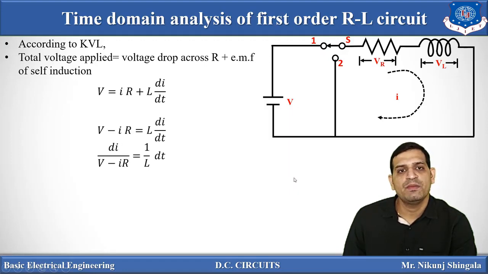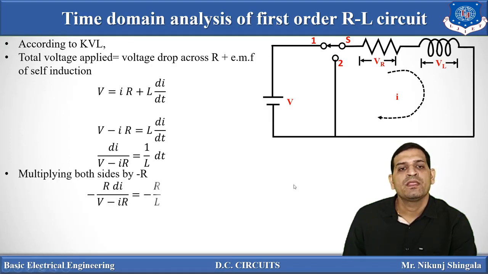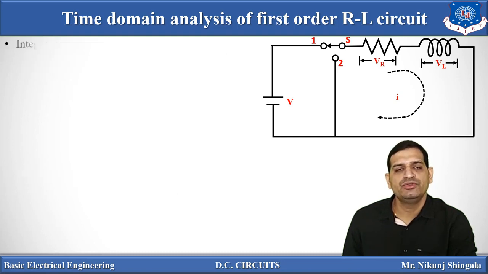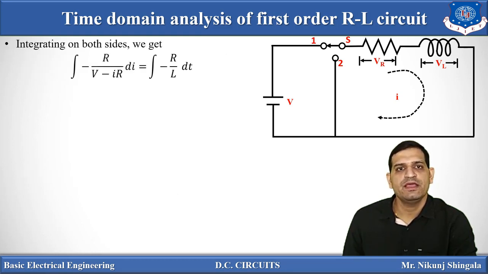Now using the variable separable method, we can write di divided by (V - IR) equal to 1 divided by L into dt. Now multiplying both sides by -R, we can write -R di divided by (V - IR) equal to -R divided by L into dt. Now taking integration on both sides, we get the integral of -R divided by (V - IR) di equal to the integral of -R by L into dt.